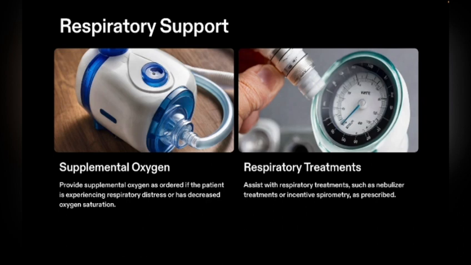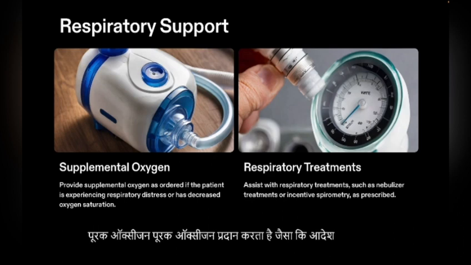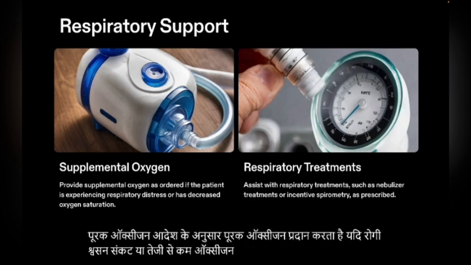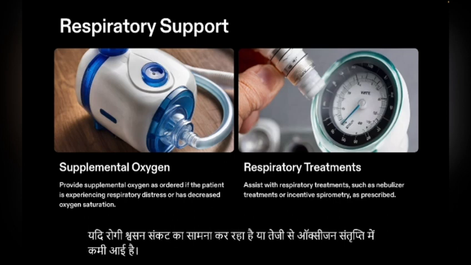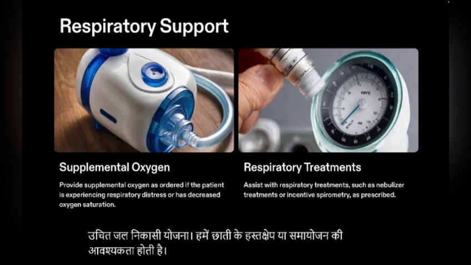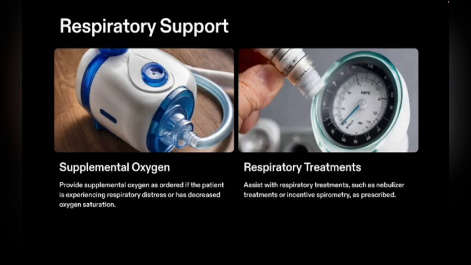Respiratory support. Supplemental oxygen. Provide supplemental oxygen as ordered if the patient is experiencing respiratory distress or has decreased oxygen saturation. Respiratory treatment. Assist with respiratory treatments such as nebulizer treatments or incentive spirometry as prescribed.